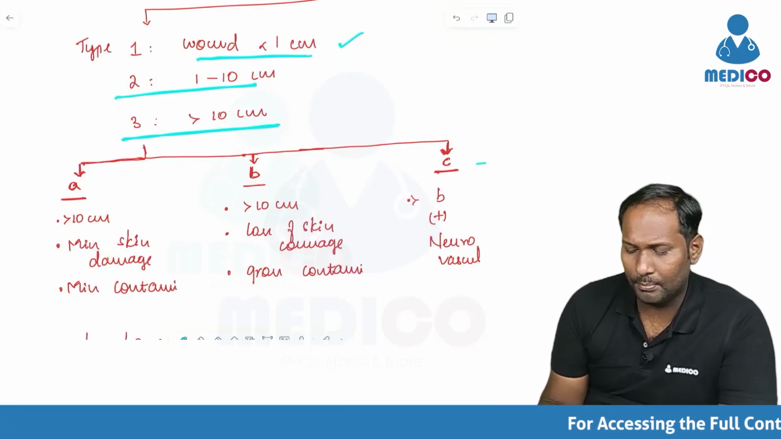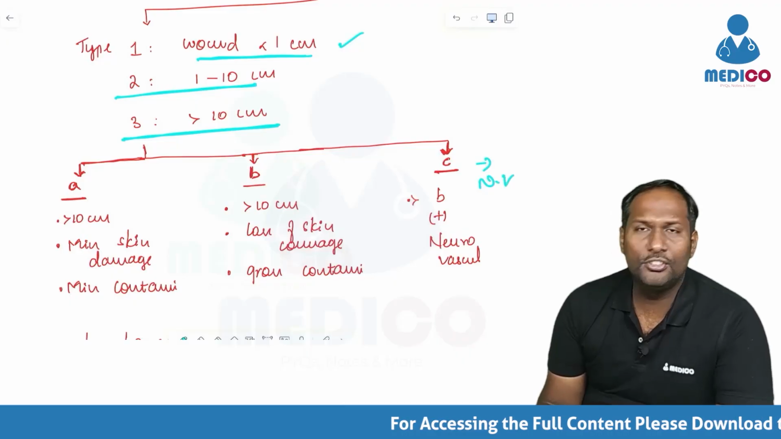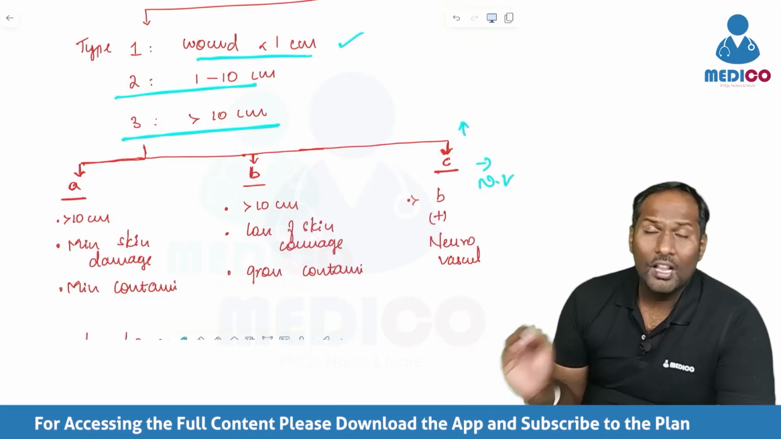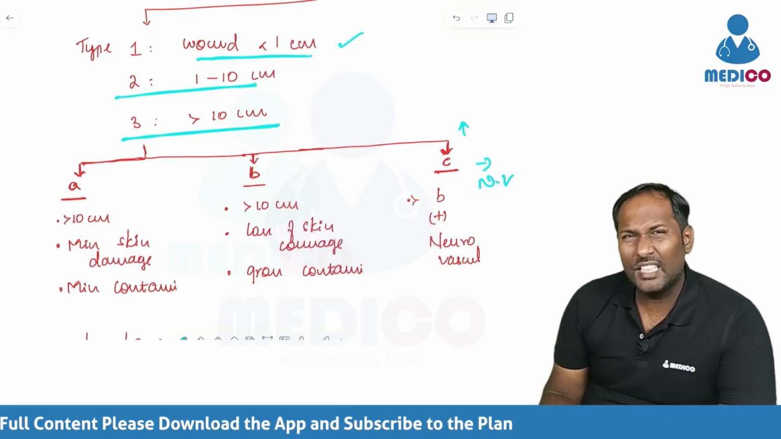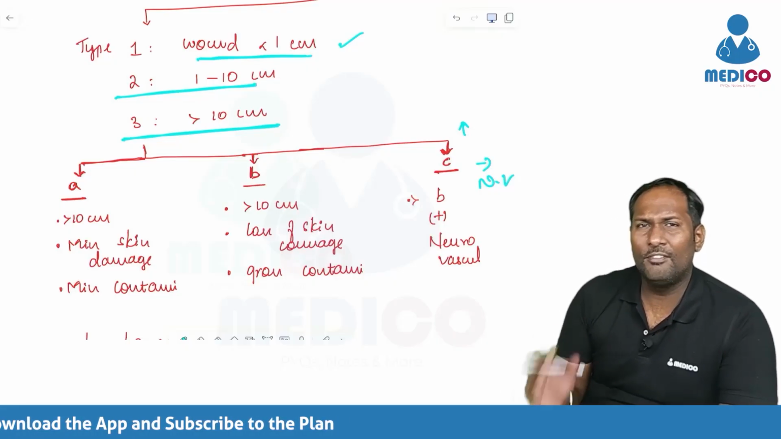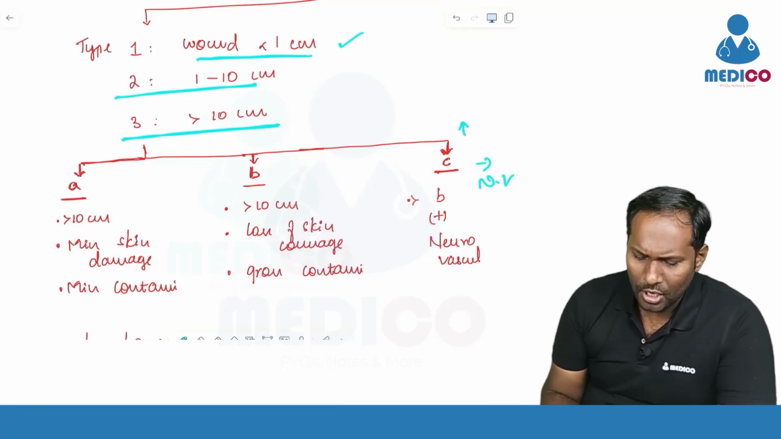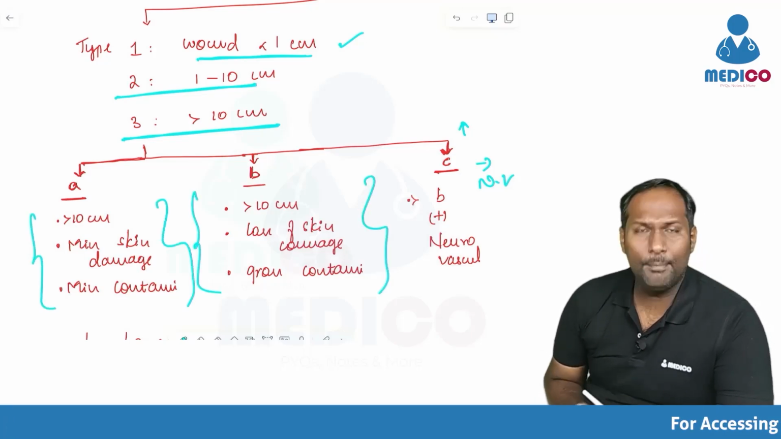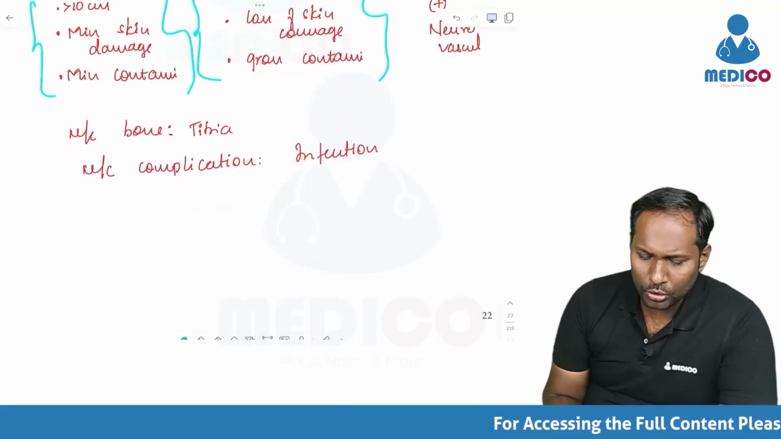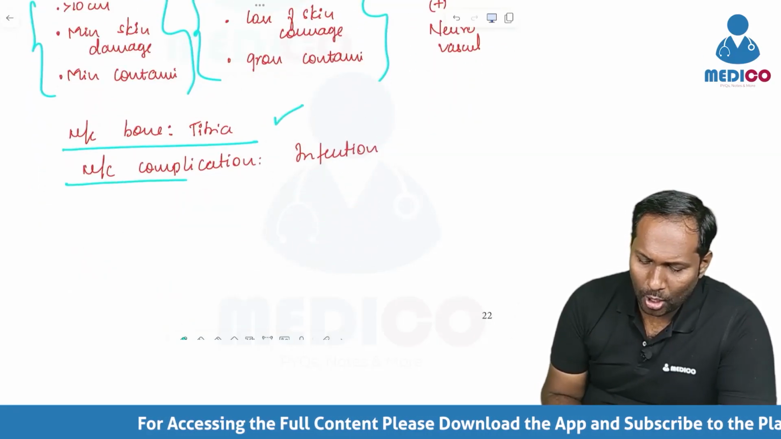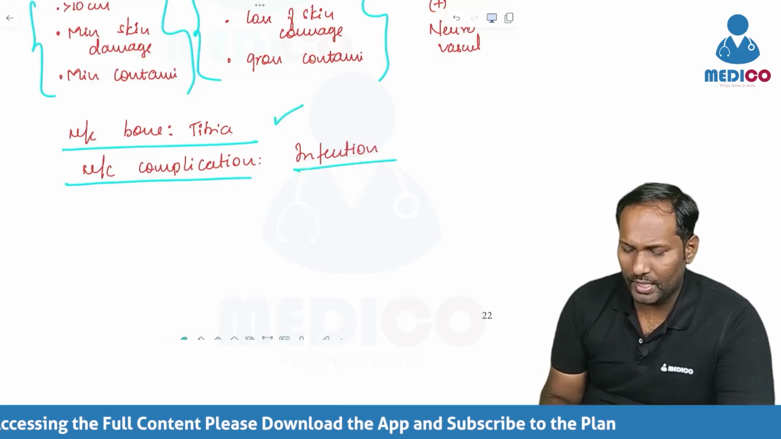C is very simple. If there is a neurovascular injury, you put it as C. That becomes the highest priority. How to differentiate between A and B is slightly tricky. Both are about 10. But if the contamination is very much higher without a neurovascular injury, you put it under type B, or in the other case, you put it under type A. The most common bone to undergo an open fracture is tibia. The most common complication after an open fracture is going to be infection.